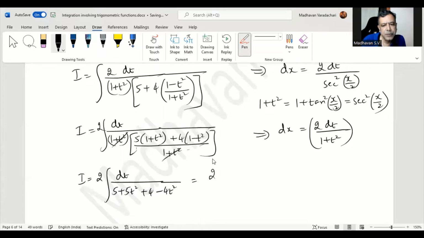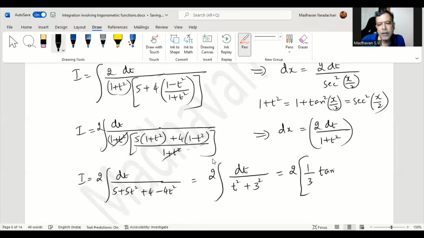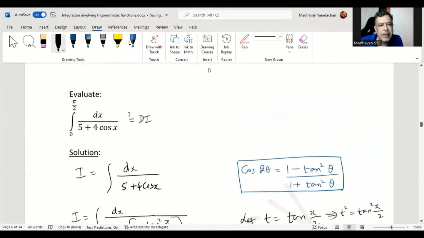So that will become 2 times dt divided by 5t square minus 4t square is t square, and 5 plus 4 is 9, which can be written as 3 square. Now this is a standard integral, so if we integrate it, we get 2 times 1 by 3 times tan inverse of t by 3. I am not writing plus c because the original problem is a definite integral.